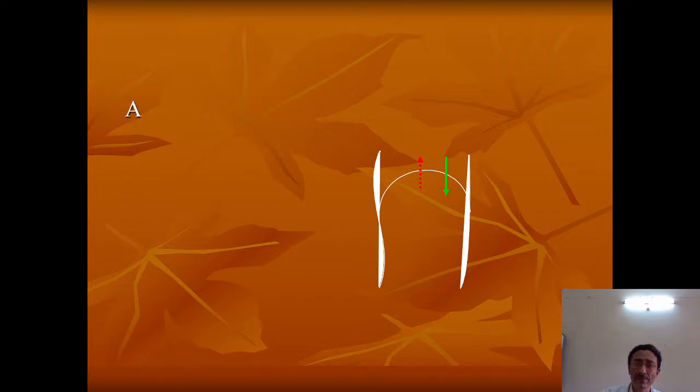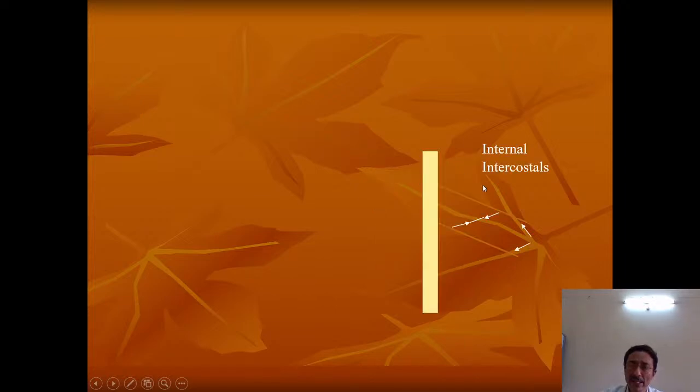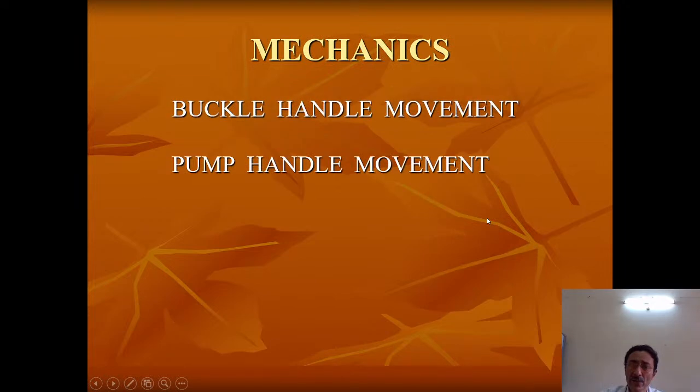So this is the diagram here where the green line indicates the diaphragm moves downwards, and the vertical diameter increases during inspiration. Once air enters, the diaphragm relaxes and goes back up. When it goes back up, the vertical diameter decreases. These are the intercostal muscles. Once they contract, they increase the anterior posterior diameter.